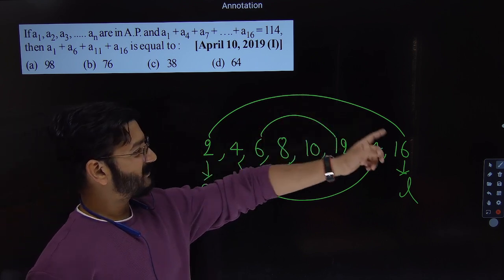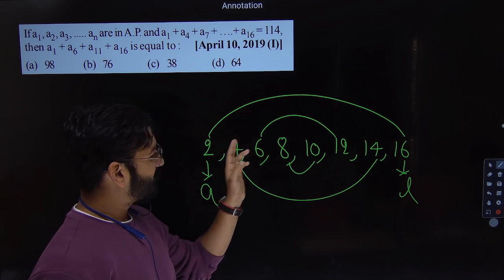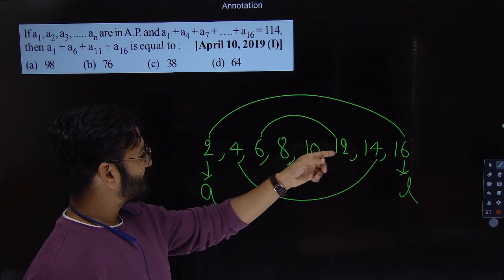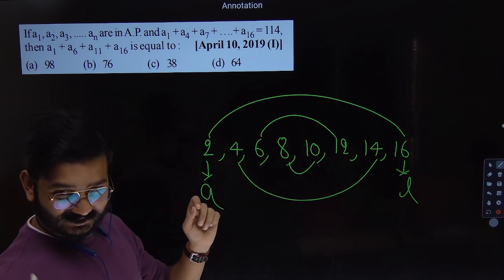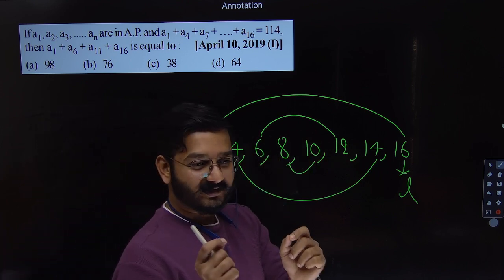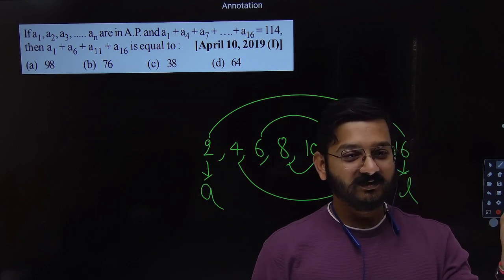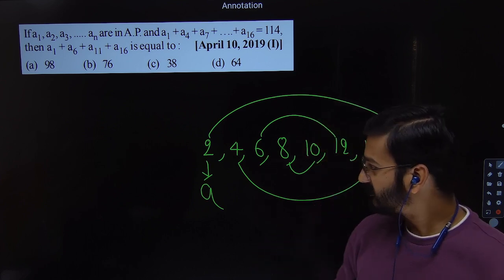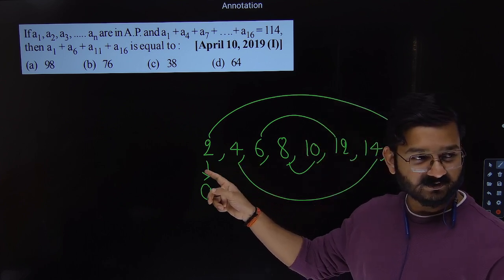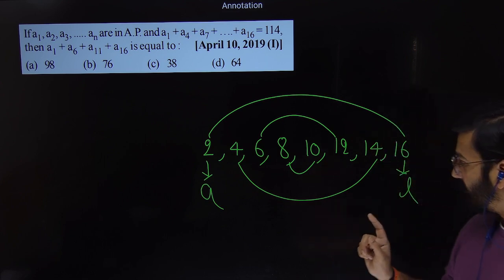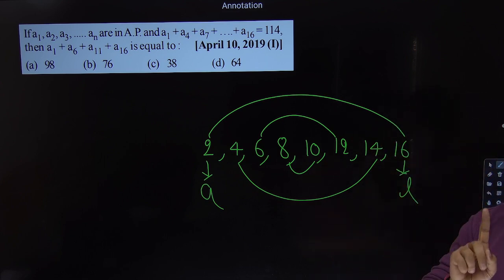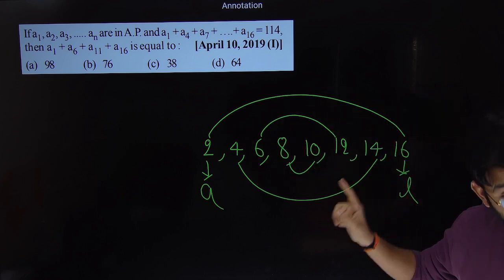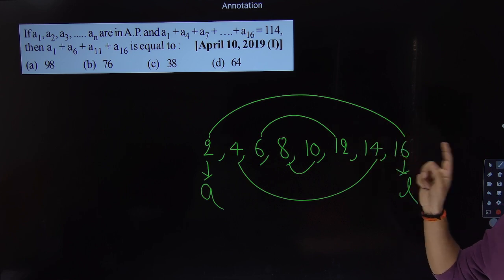Okay. So 2 plus 16, 18. 4 plus 14, 18. 6 plus 12, 18. So what do you understand from here? Listen to the statement. The sum of the terms equidistant from the first term and last term. If you see this 4, what is the distance of 4 from the first term? 1 unit. What is the distance of 14 from the last term? 1 unit. So when you add 14 and 4, the sum is the same as the first and last.